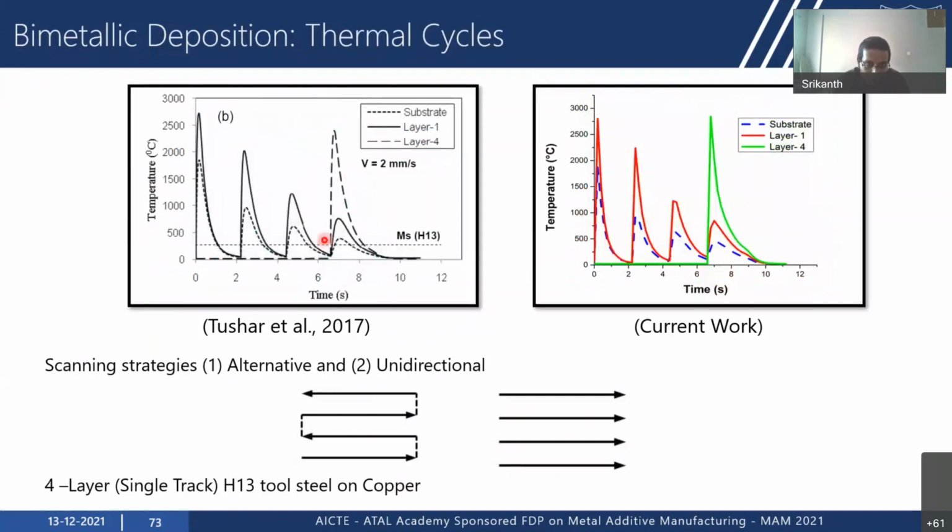Here, they have plotted the temperature cycling in the substrate, in layer 1 and layer 4, and this is our work where we have plotted the same. You can see that the temperatures predicted from our work are in close agreement with that reported by Tushar et al. And even the thermal cycling is in very good agreement for both the scanning strategies.